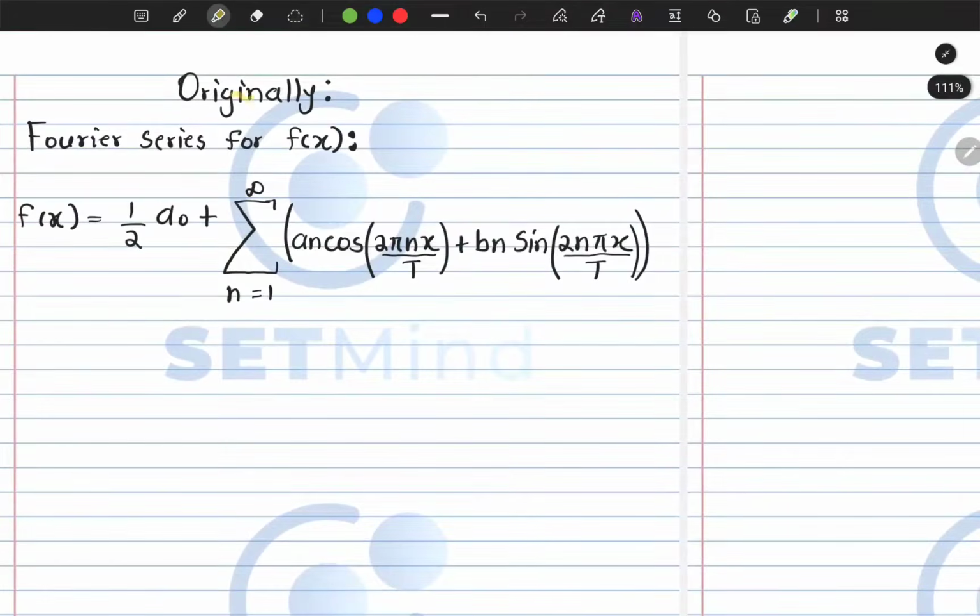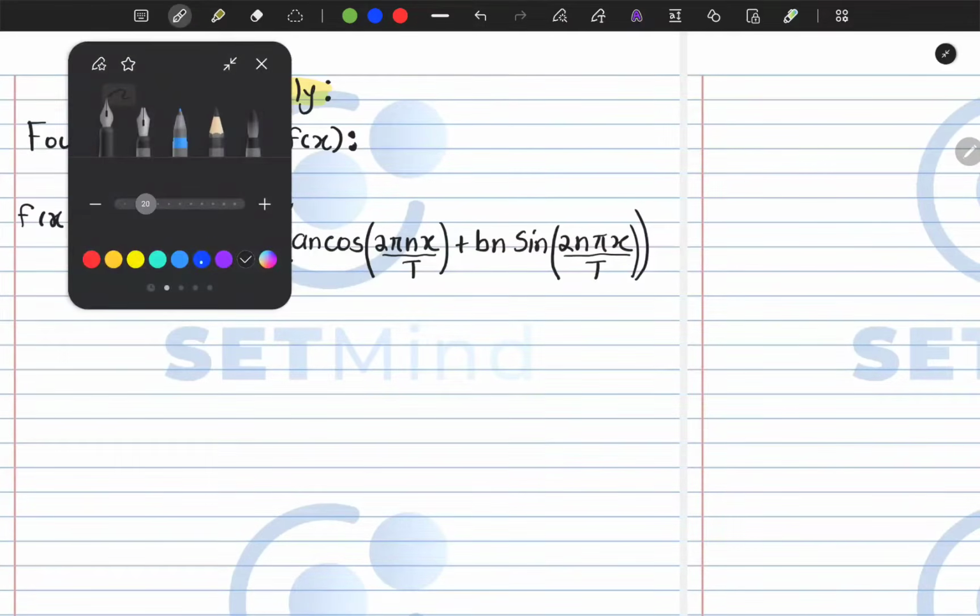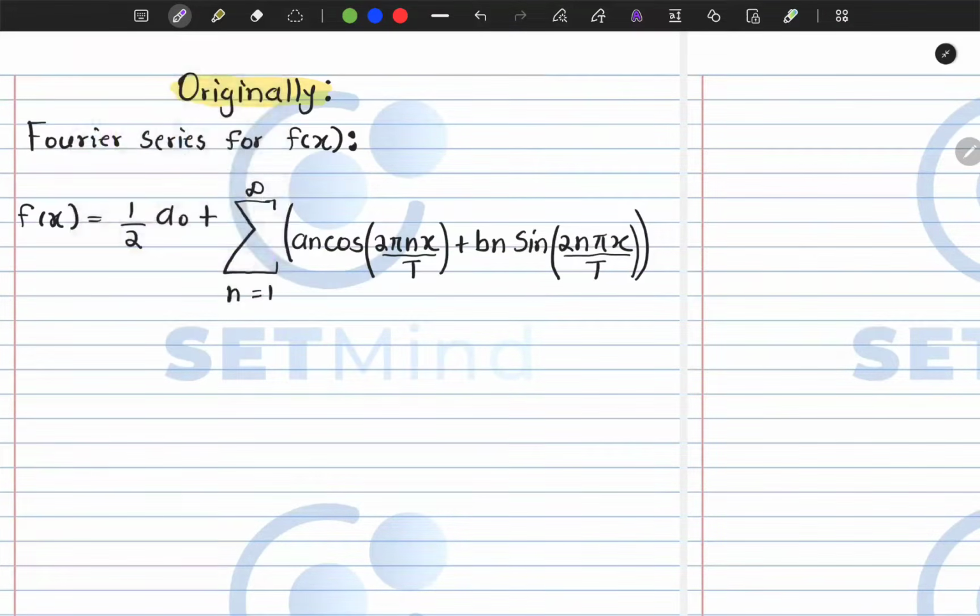That was originally. But now, after having understood even and odd functions, we will actually work out a different form. And this is where the idea of even and odd comes in. So we are going to be looking at our Fourier series when f of x is even.